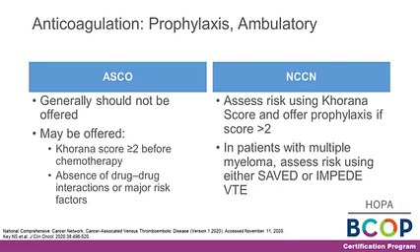Khorana score above 2. They also state that in patients with multiple myeloma, they should be assessed instead using either the SAVED or IMPEDE VTE scores. Ultimately, if primary prophylaxis is pursued, a discussion should occur with the patient that weighs the risks and benefits, as well as the costs, and a discussion of the potential duration of treatment.